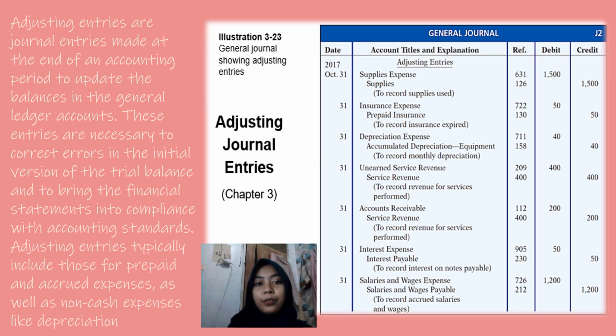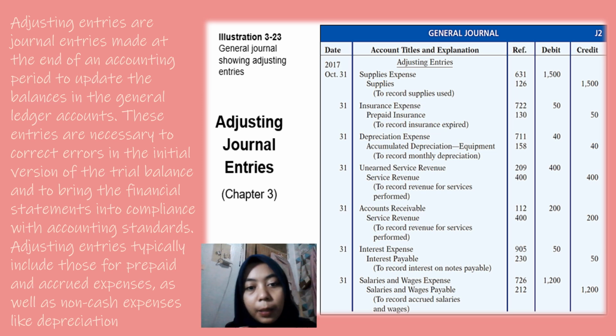Before we move to the next step, there are adjusting journal entries. Adjusting entries are journal entries made at the end of an accounting period to update the balances in the general ledger accounts. These entries are necessary to correct errors in the initial version of the trial balance and to bring the financial statements into compliance with accounting standards. Adjusting entries typically include those for prepaid and accrued expenses, as well as non-cash expenses like depreciation.